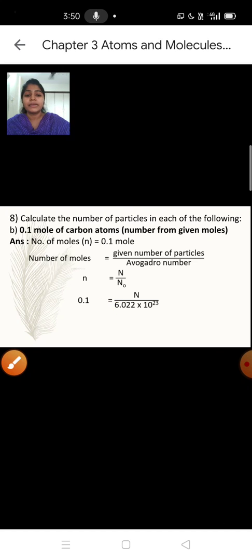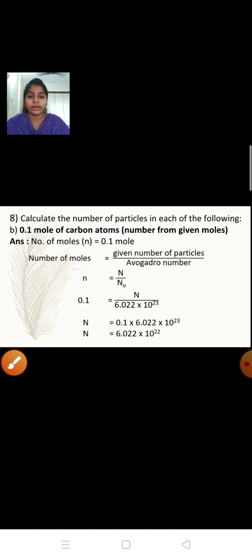So after cross multiplying, N is equal to 0.1 multiplied by 6.022 into 10 raised to 23. So when you multiply, we get the answer as 6.022 into 10 raised to 22. Clear?